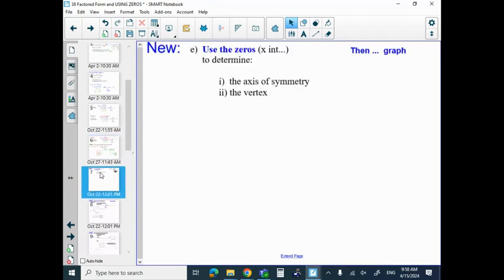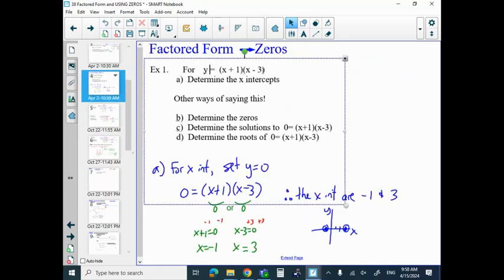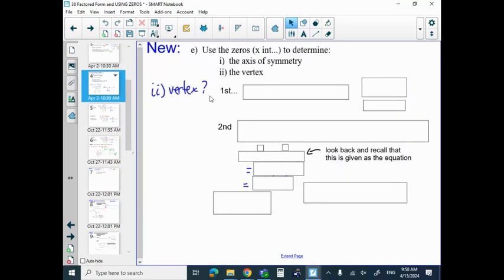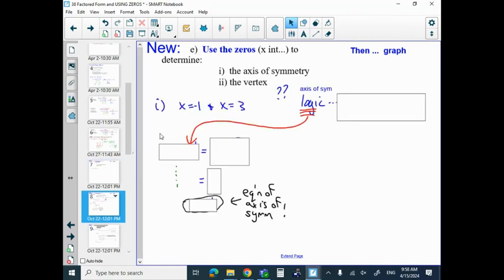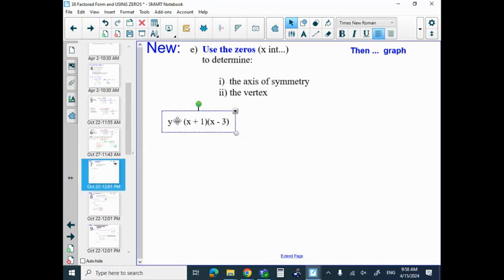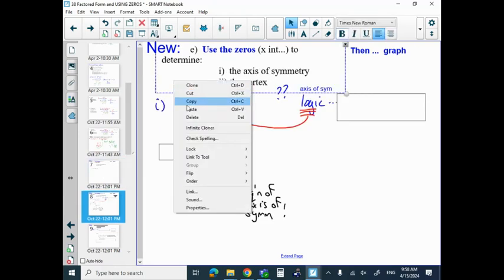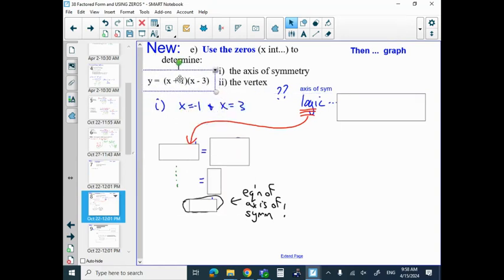But the part I want to focus on today is the axis of symmetry and vertex, getting that from the zeros. So if we have the original equation here, so we have this thing, right? And so if we want to get the axis of symmetry, the idea is we know that, and we already did this in previous work. So in part a, we determined the zeros are -1 and 3.